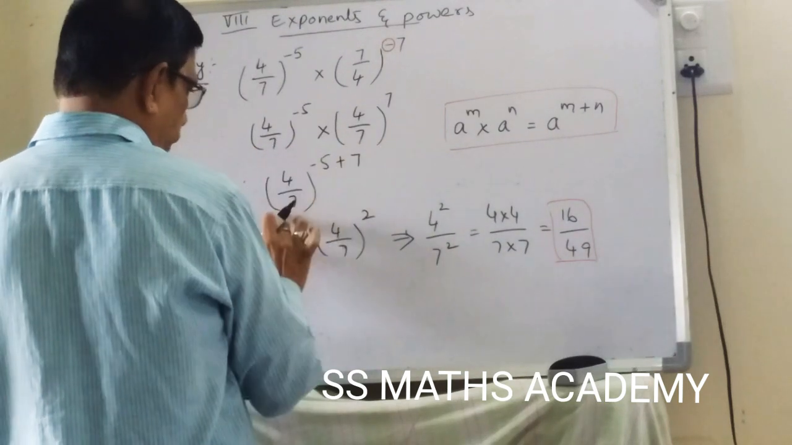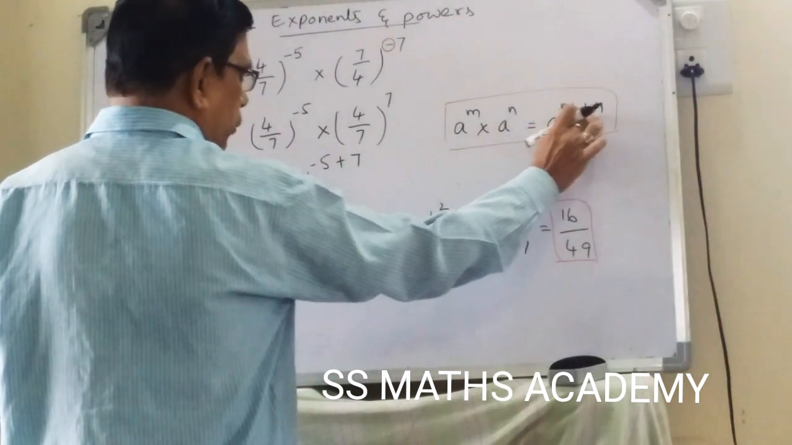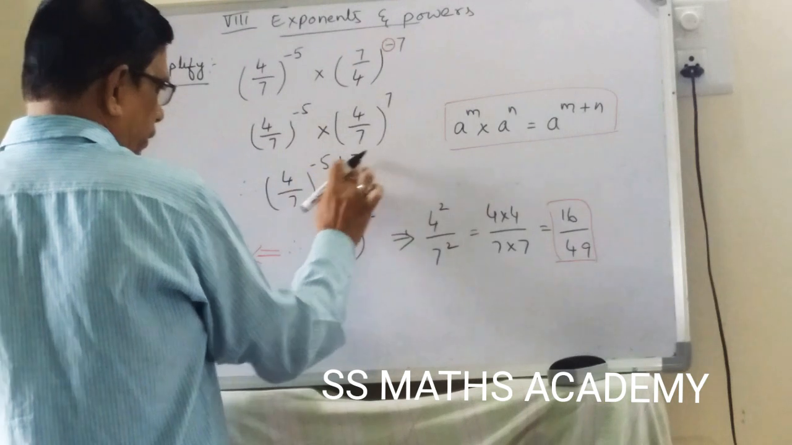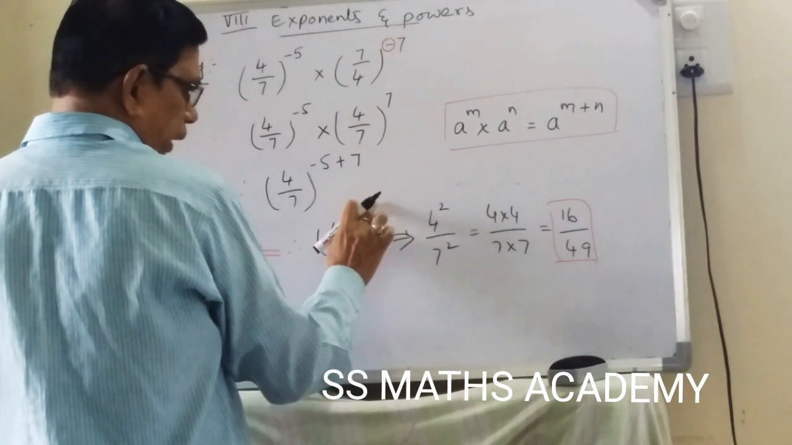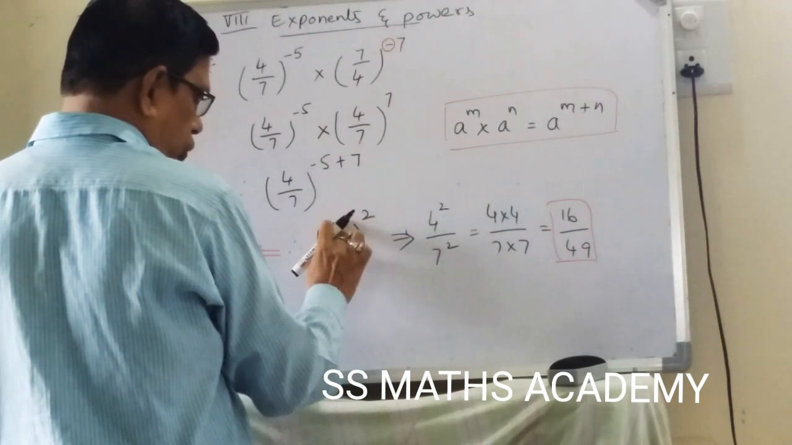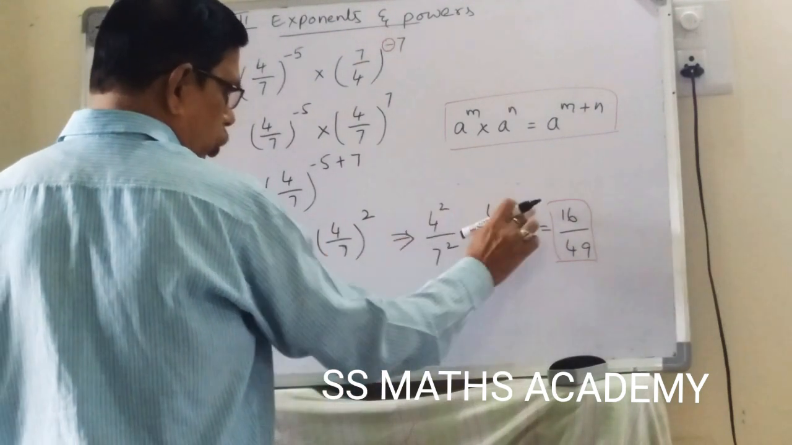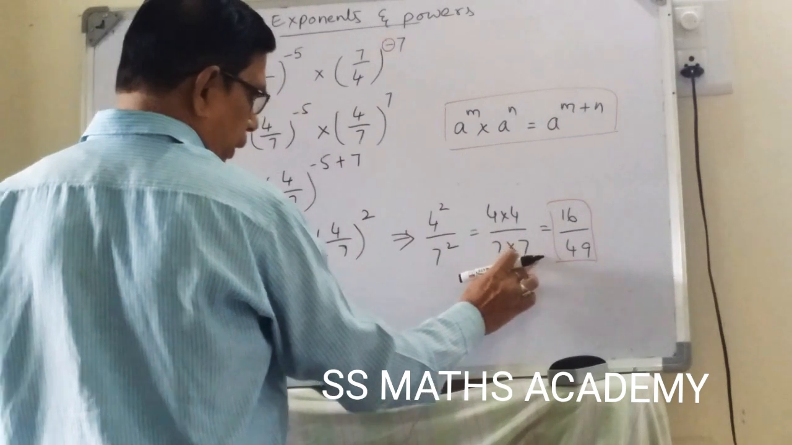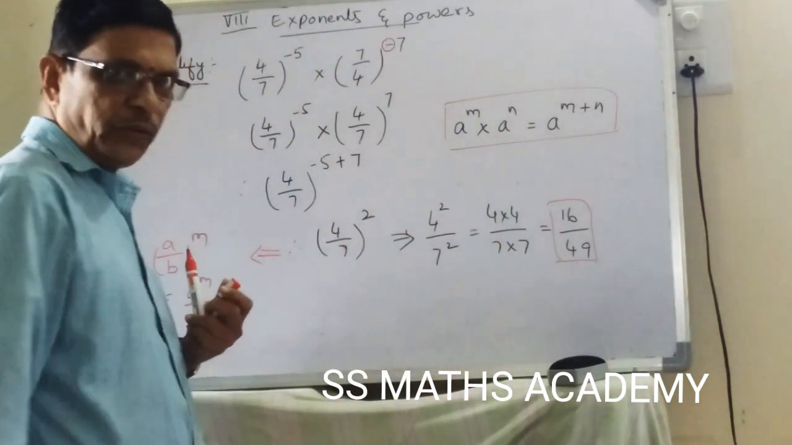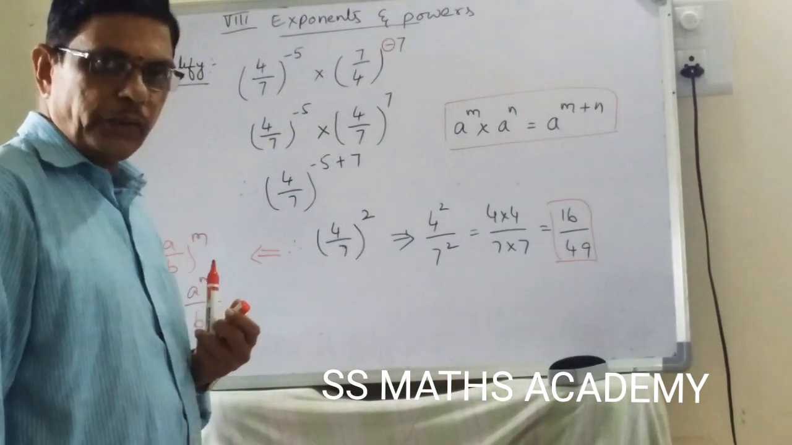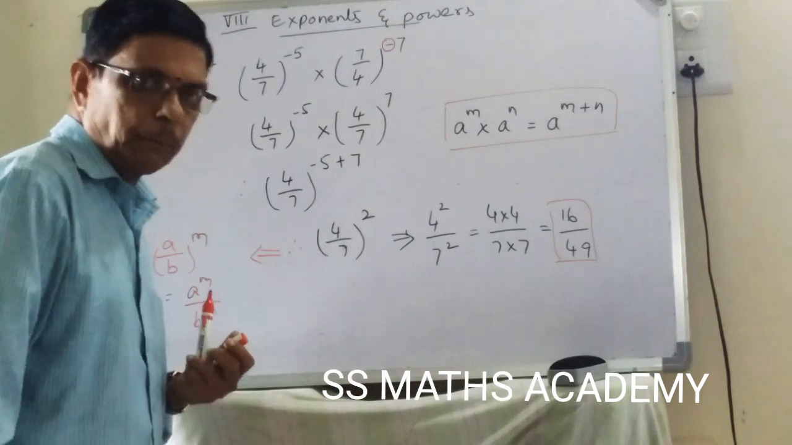So once the bases are equal, when the bases are same we need to add the powers here. So -5 plus 7 is equal to 2. This 2 we have to write for 4 and we have to write for 7: 4 square by 7 square. 4 is multiplied 2 times, 7 is multiplied 2 times. 4 4s are 16 and 7 7s are 49. Is it clear to all of you? Have a look.